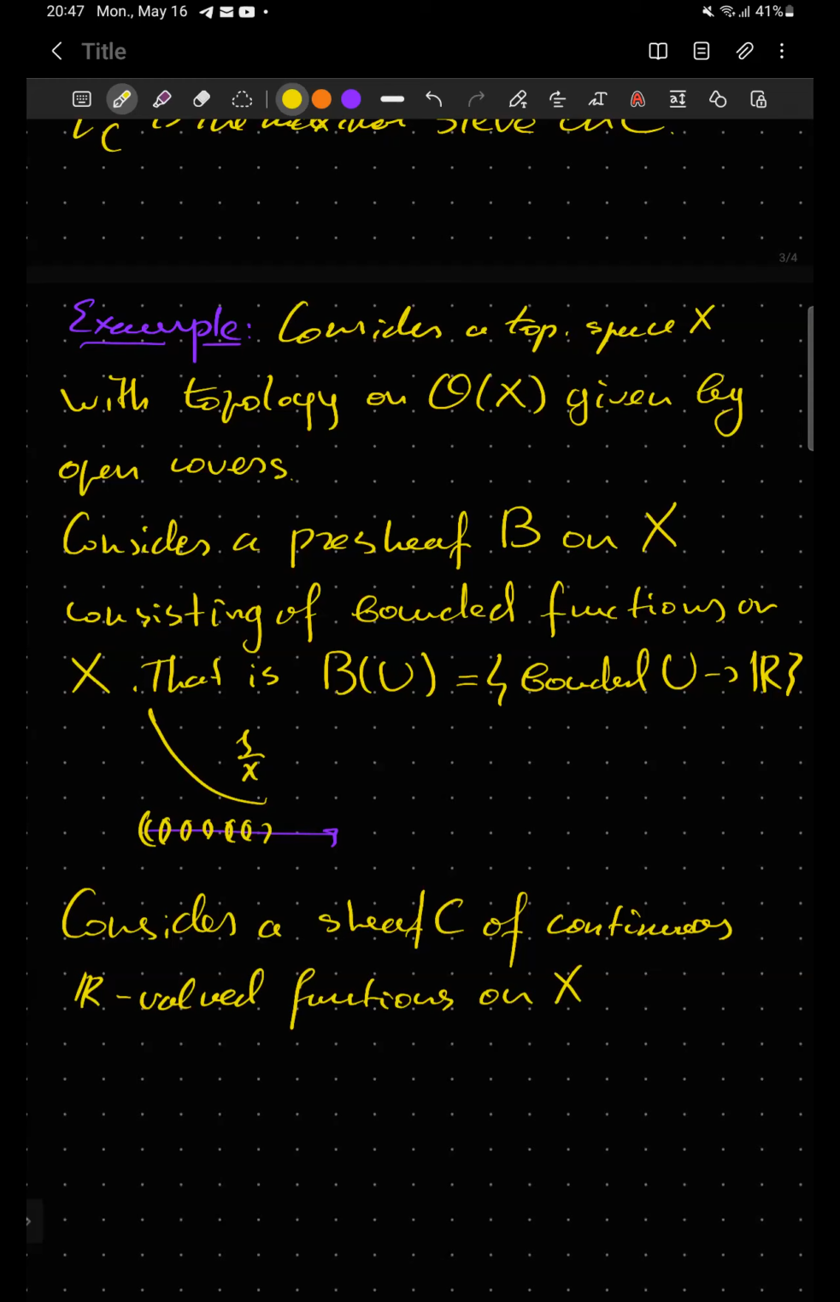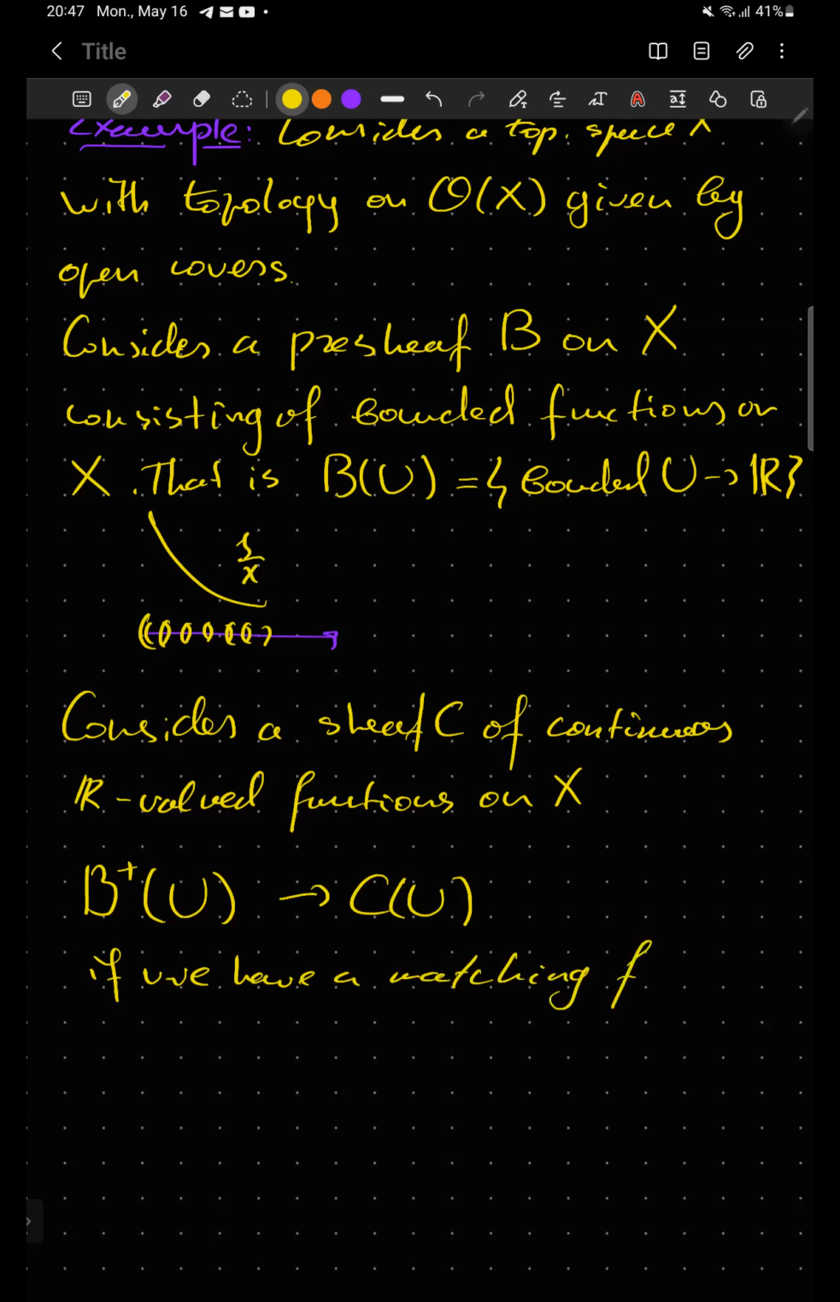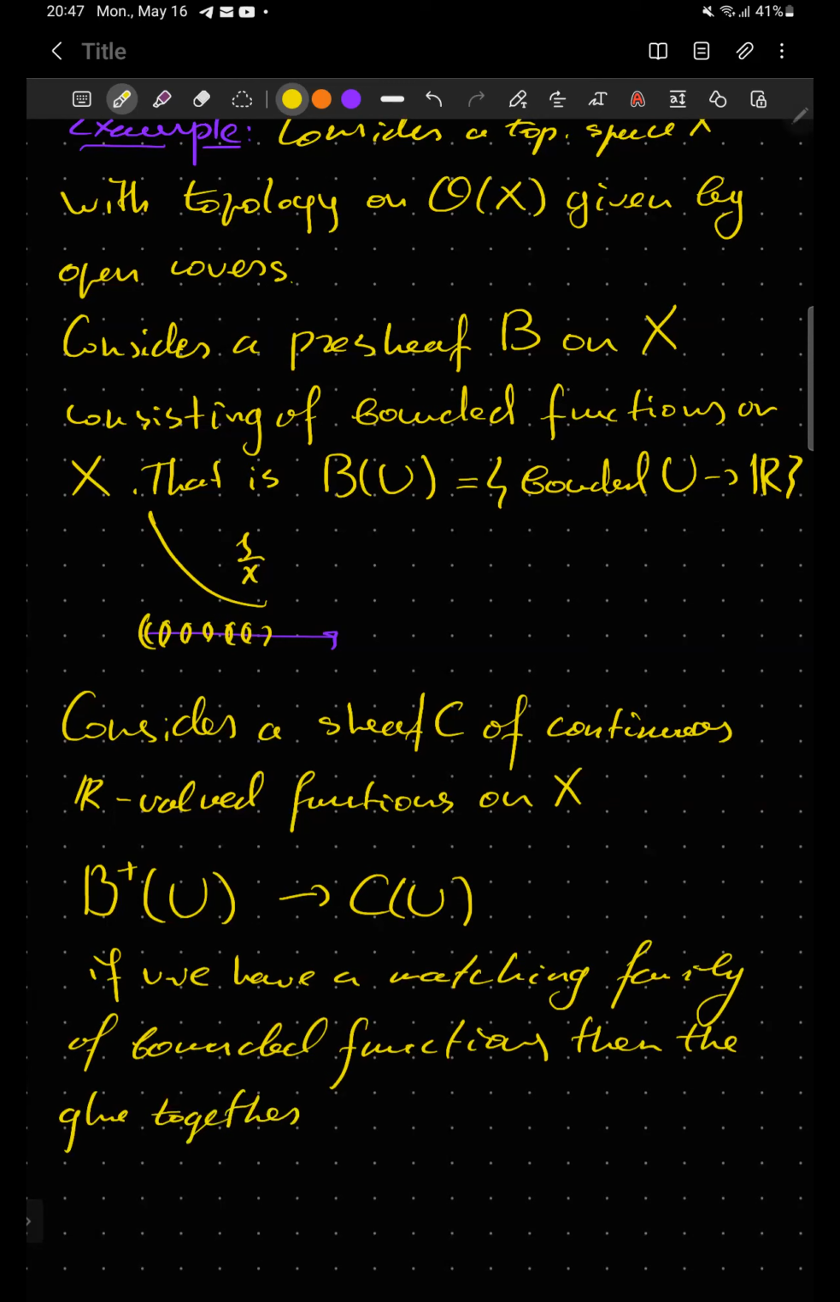And we can construct a natural map from B plus of U to C of U given by, well, if we have a matching family of bounded functions, then they glue together into a continuous function. So we have a natural map from B plus of U to C of U.